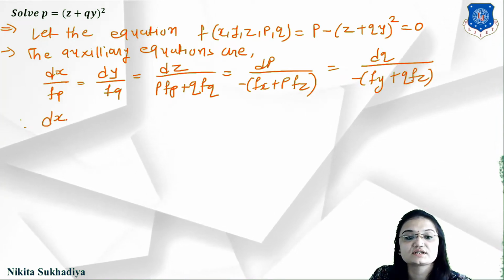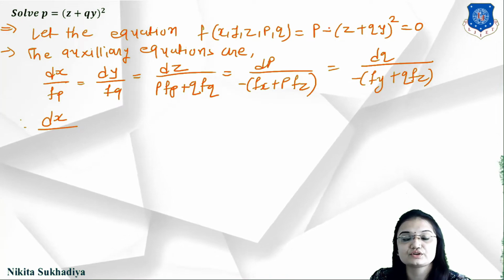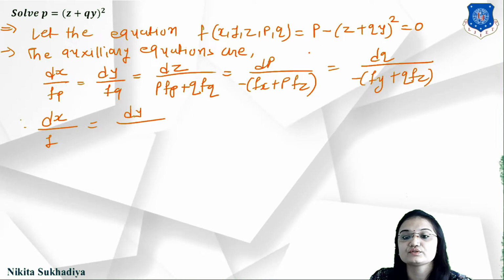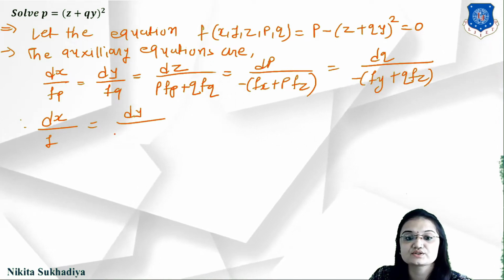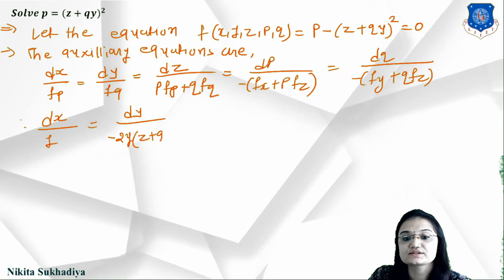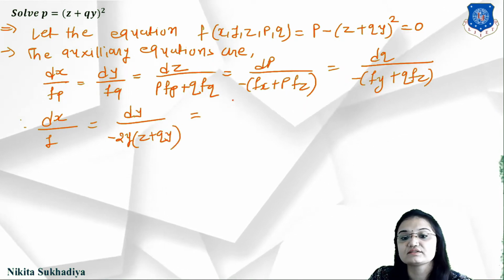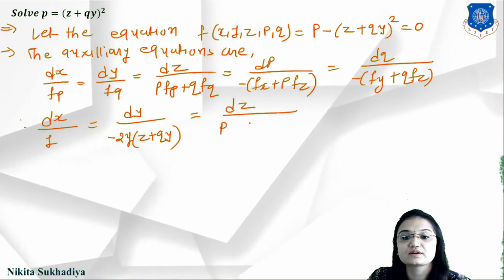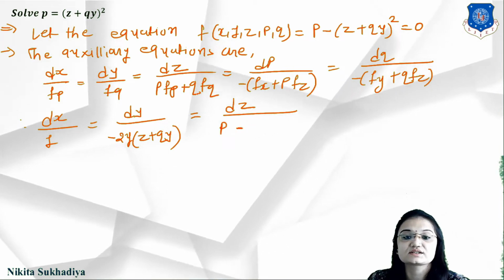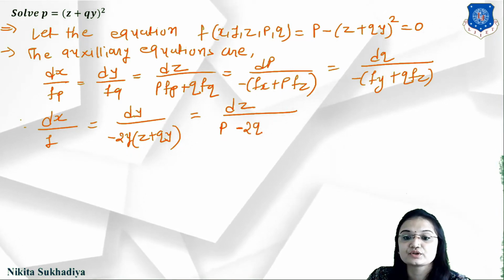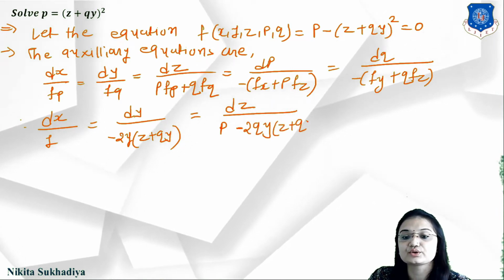So this is dx upon the derivative of this equation with respect to p, which will become 1, is equal to dy upon the derivative of this equation with respect to q, so this will become minus 2y (z plus qy), is equal to dz upon, this is p into f of p, so this will become p, minus q into f of q, so this will become minus 2qy (z plus qy).